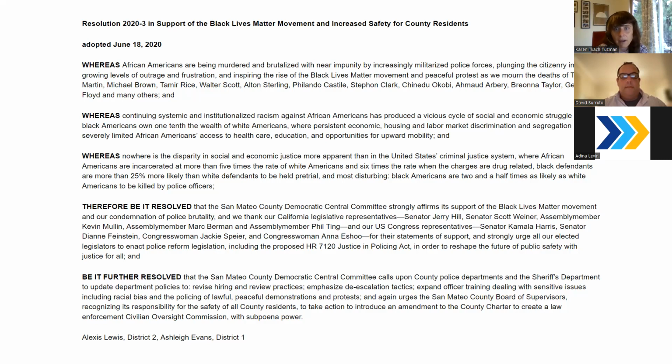clauses, you'll note that it affirms support for the movement. It condemns police brutality. It thanks certain representatives who have spoken up, and strongly urges elected legislators to enact police reform legislation. So this is that asking people to do stuff piece, which is okay at our county party level, but isn't allowed at the state party. And then further, it was resolved calling upon police departments and the sheriff's department to update policies, hiring and review practices, de-escalation, et cetera. So this is leaning in pretty heavily to asking people to do stuff.